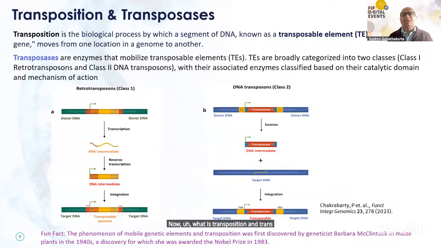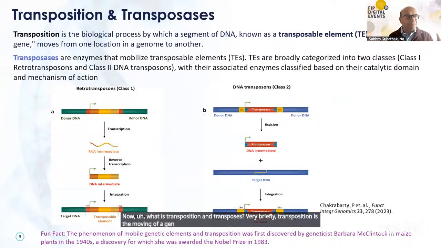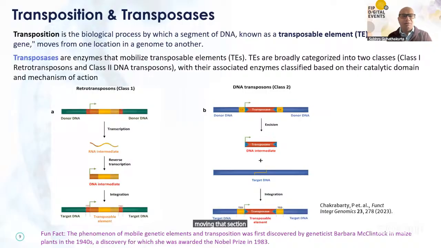Now, what is transposition and transposase? Very briefly, transposition is the moving of a gene segment from one location to another location. This is called a transposable element, and the enzyme that helps in moving that section of the gene from one location to another location is called the transposase.